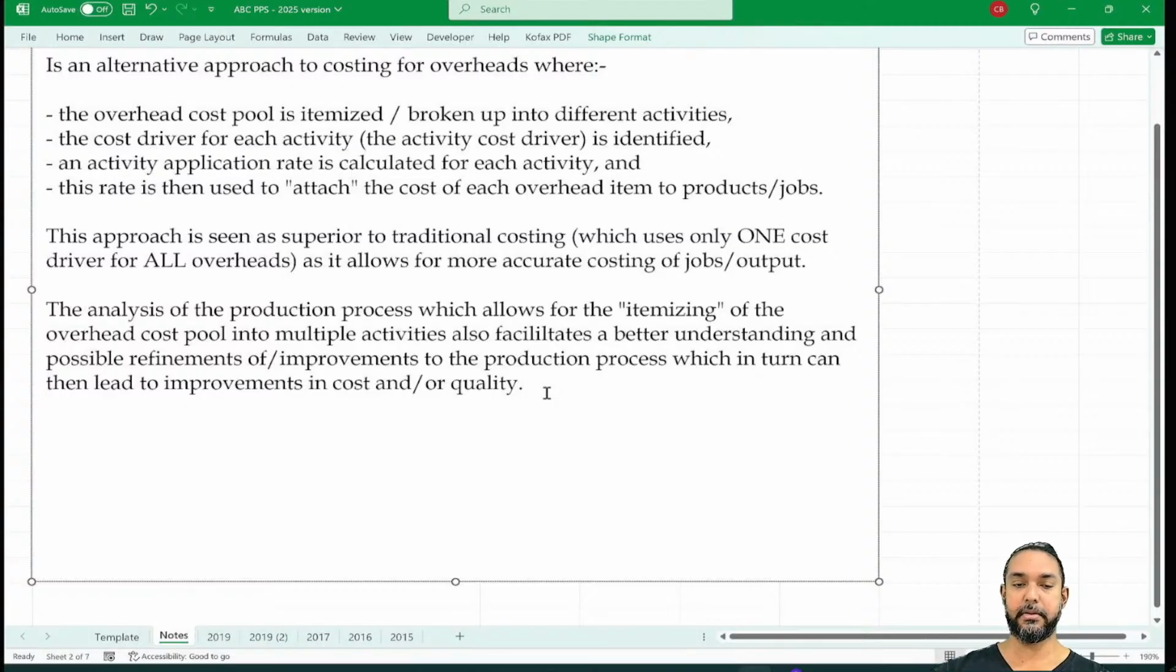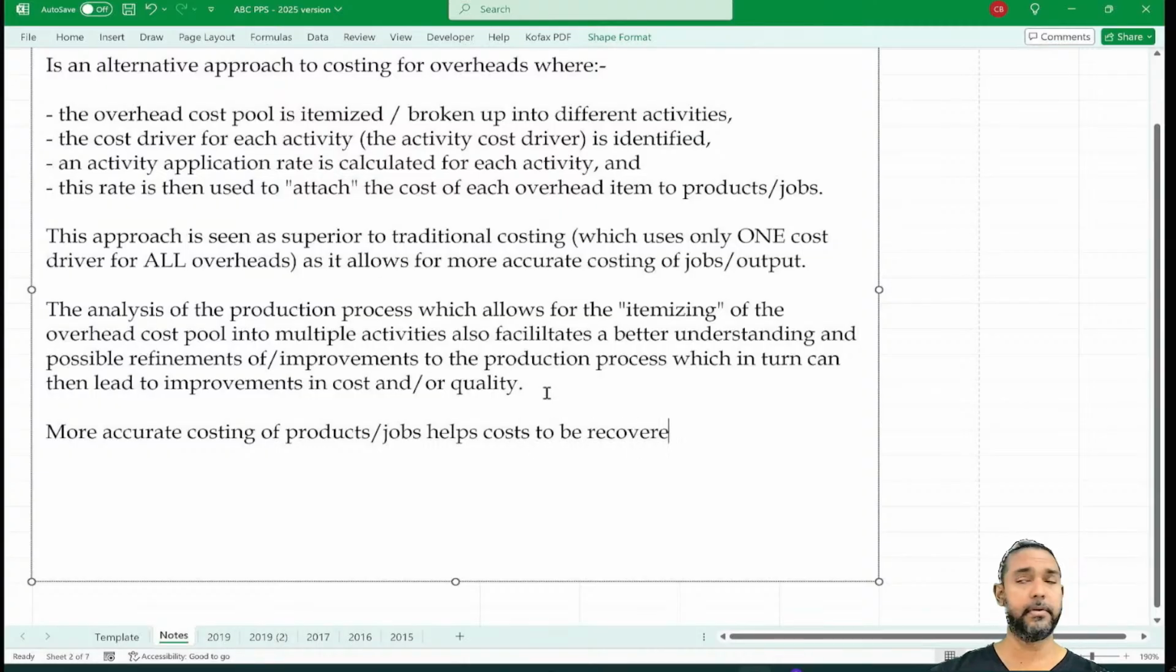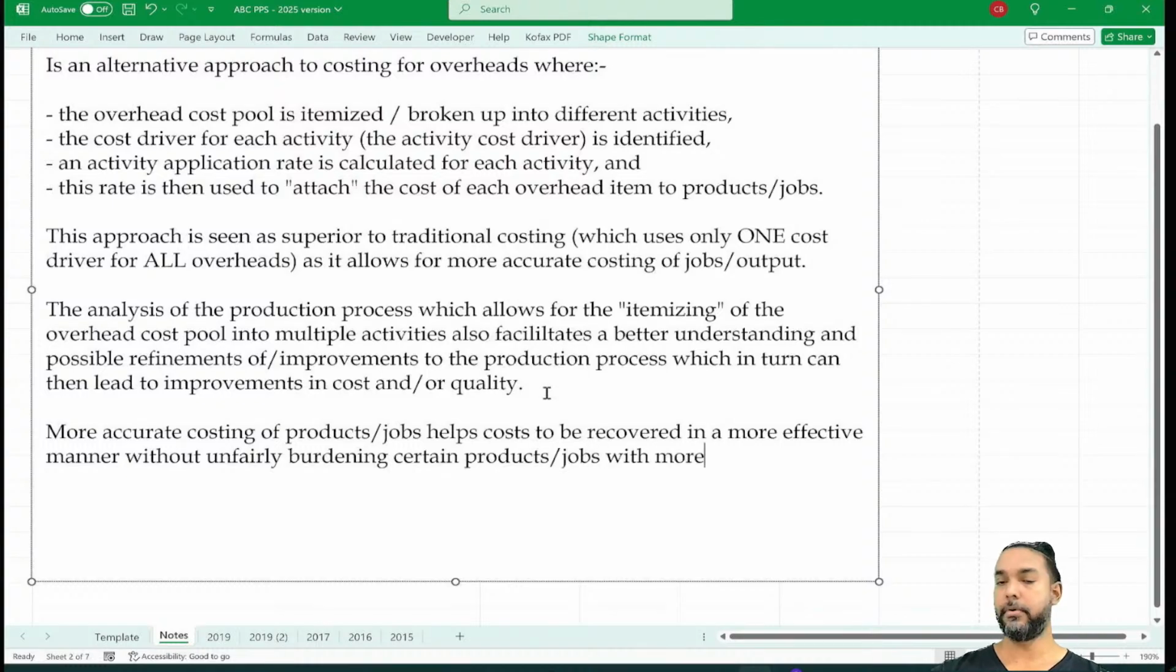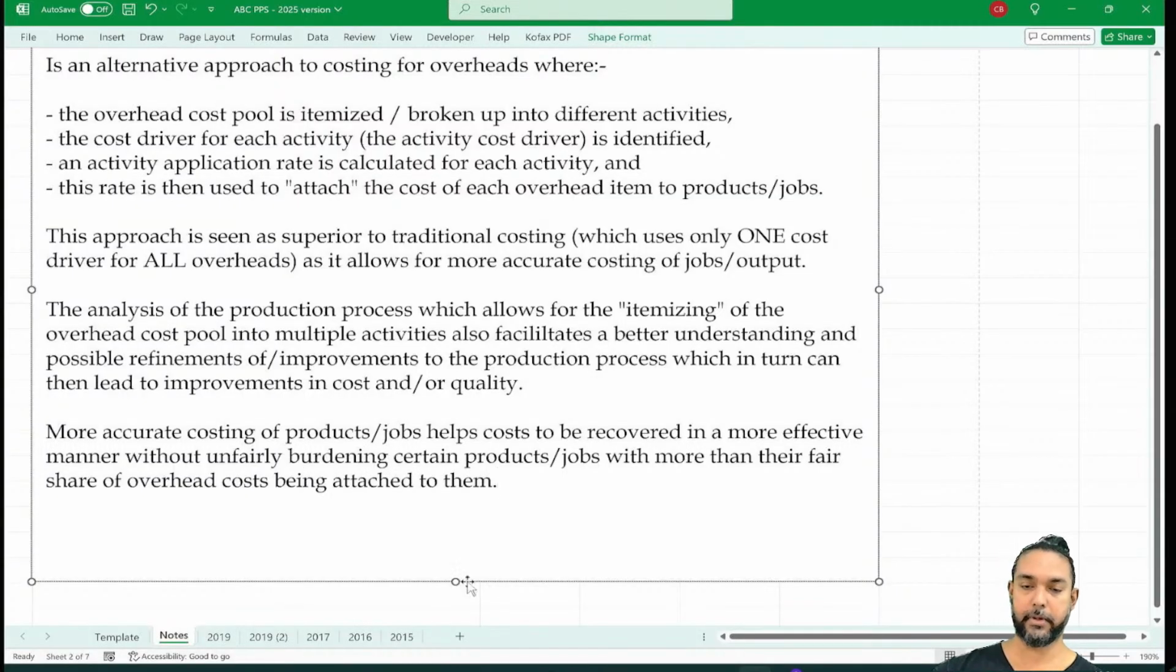Right. So of course, the more accurate costing of products/jobs helps costs to be recovered in a more effective manner without unfairly burdening certain products or jobs with more than their fair share of overhead costs being attached to them. Okay. Right, that's the end of the notes.